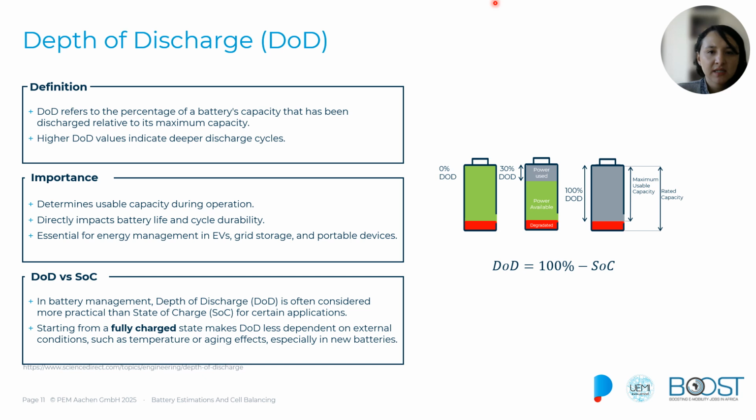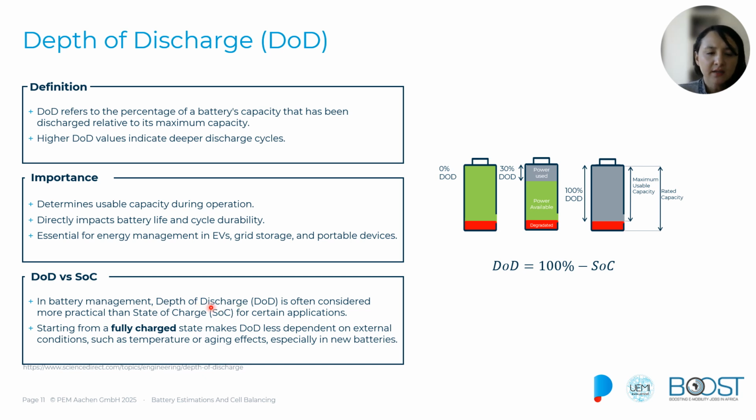Understanding and managing the depth of discharge is very important for several reasons, because it helps us to determine the usable capacity, and it is also directly related to the impact on the battery lifetime. The calculation is quite straightforward, because as you see here, it is just this formula that can be easily implemented once we have already estimated the state of charge of the battery.